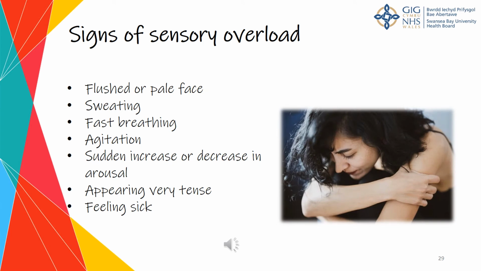When observing your child, look out for the signs of sensory overload. Children and young people might not be able to tell us how they're feeling, so it's really important that we look out for these signs. And just like the positive effects of sensory strategies, the negative signs can also be delayed. Some signs of sensory overload are flushed or pale face, sweating, fast breathing, the child appearing quite agitated, a sudden increase or decrease in arousal, the child appearing very tense, and the child saying that they feel sick. Older children and those with a good understanding of their sensory needs might be able to communicate to us that they are overwhelmed and how we can help.